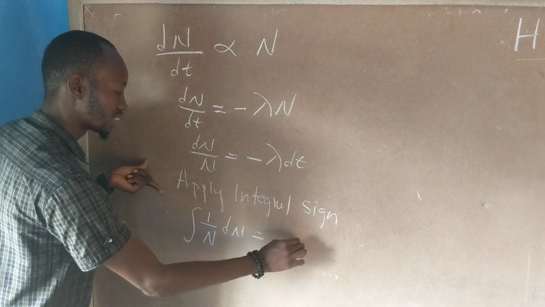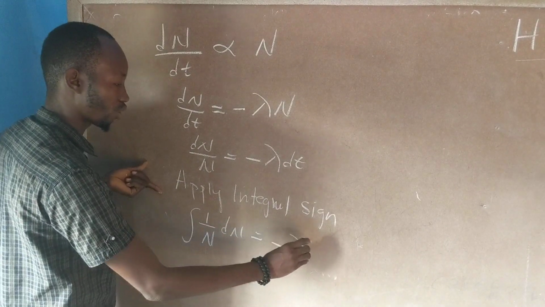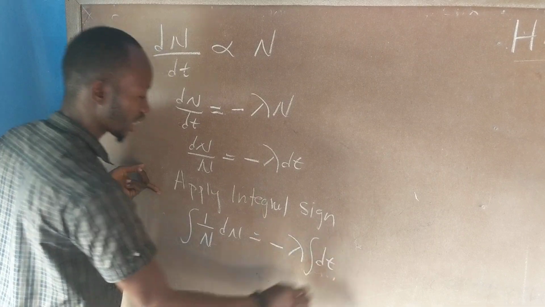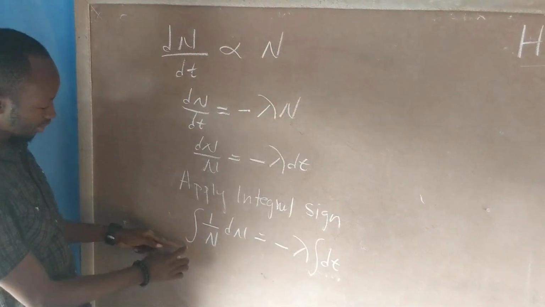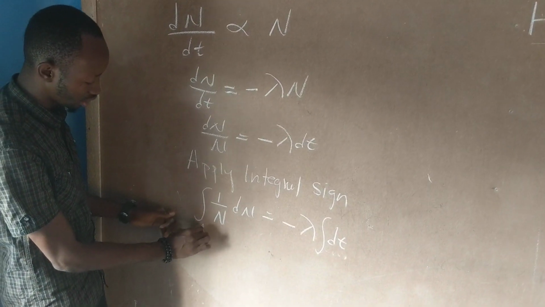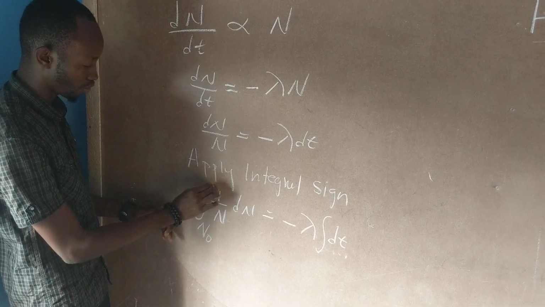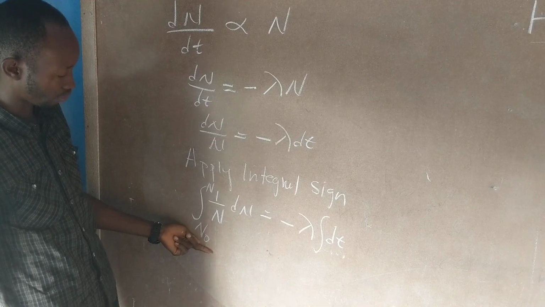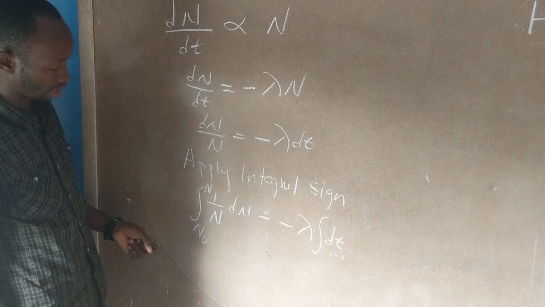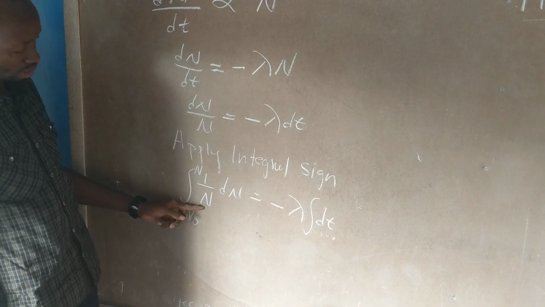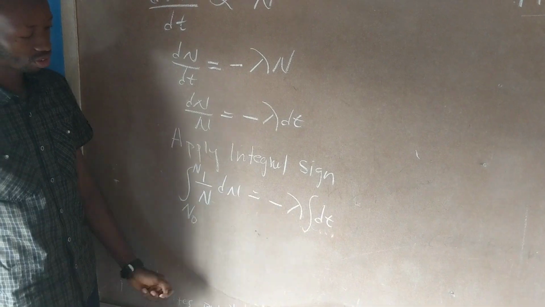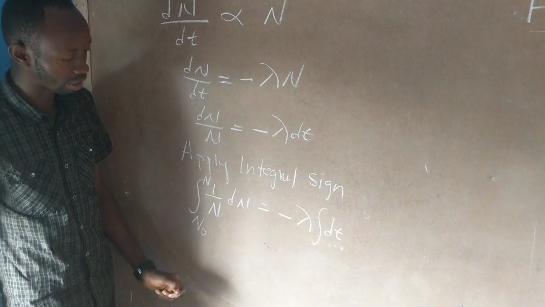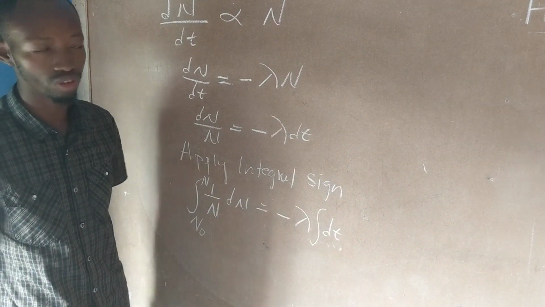We'll factorize the decay constant. We'll take the integral of this. But in this case, the limits will be from the initial or original value to the final value. You see, so N0 is the initial or original value, and N is the final value. So the integral from N0 to N of 1 upon n dn equals negative lambda, the decay constant, and the integral of dt.